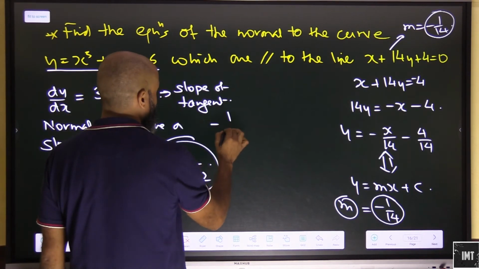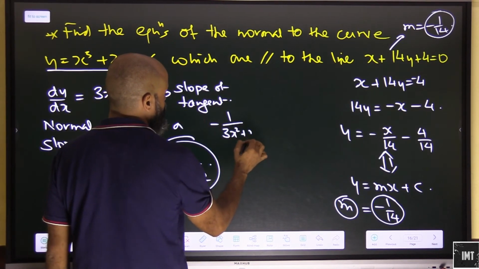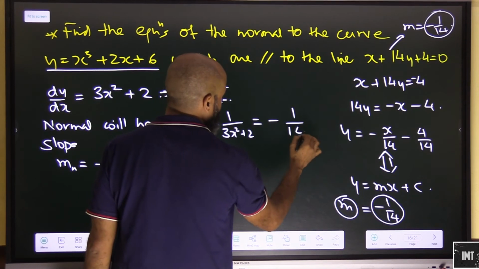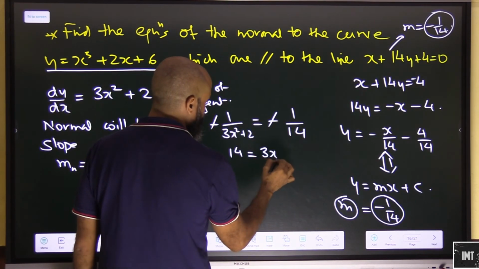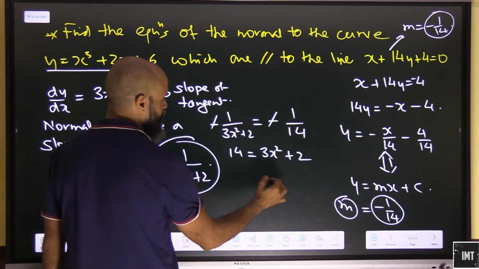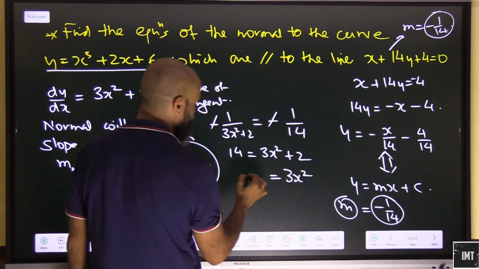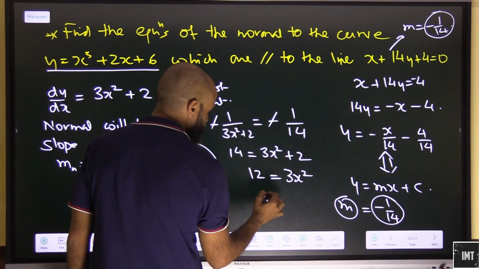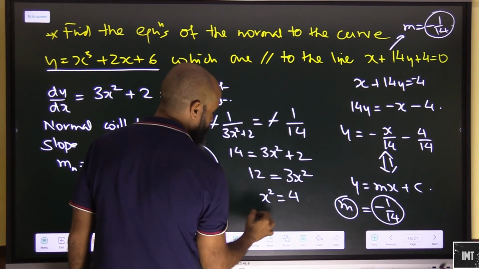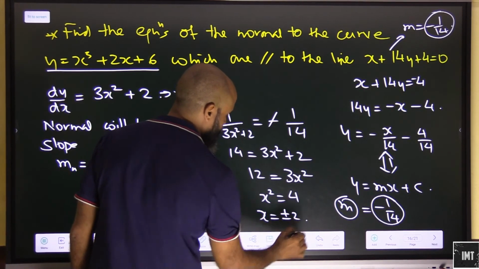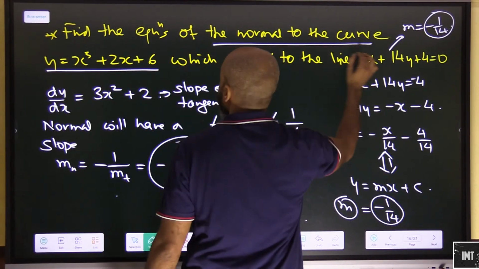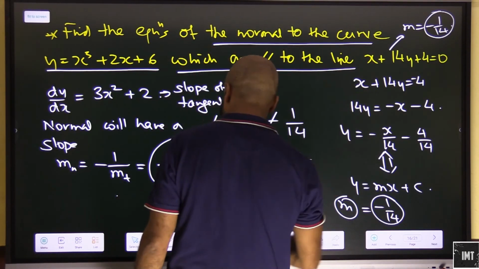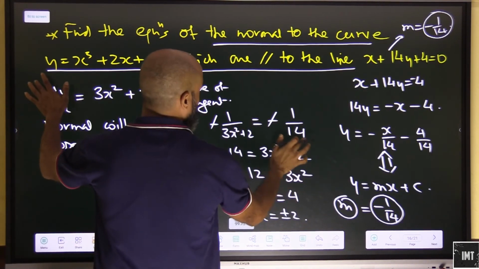So we will have here minus 3x square plus 2 will be equal to minus 1 by 14. Both get cancelled. We have 14 is equal to 3x square plus 2. So that will give us 3x square is equal to 12, which will give us x square is equal to 4. So x will have a value of plus minus 2. Okay. Find the equations of the normal to the curve which are, so obviously it is hinting that there might be more than two lines.